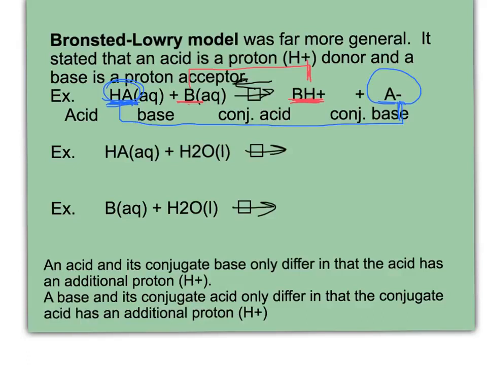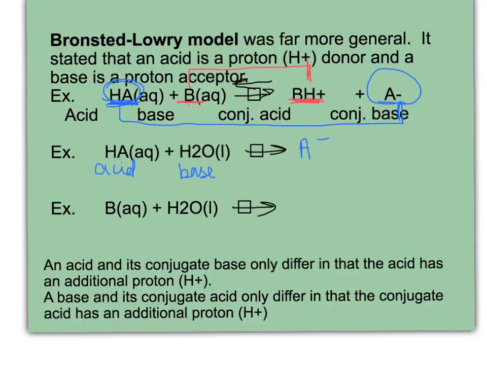So what if you have an acid in water? Let's look at the next example, HA and water. HA would be our acid. Water, remember, is amphoteric, so it can behave as either. In this case, if it's reacting with an acid, then it must be a base. According to the Bronsted-Lowry definition, an acid is a proton donor. So it will donate, give away, an H plus. So what would be left? We would be left with A minus.